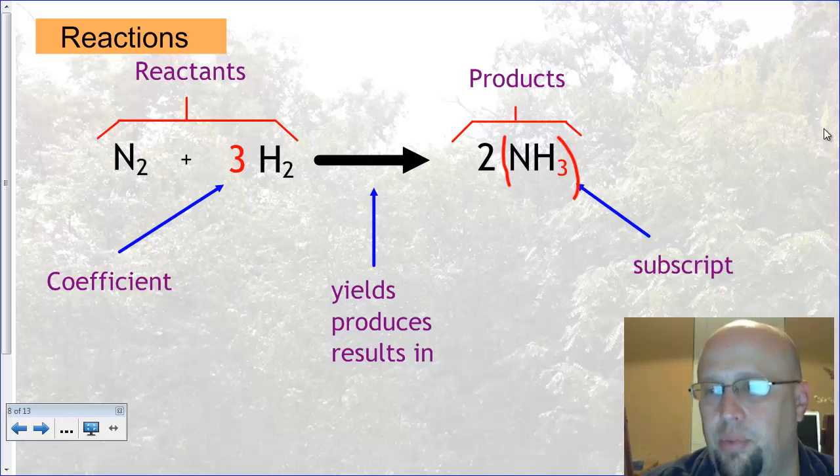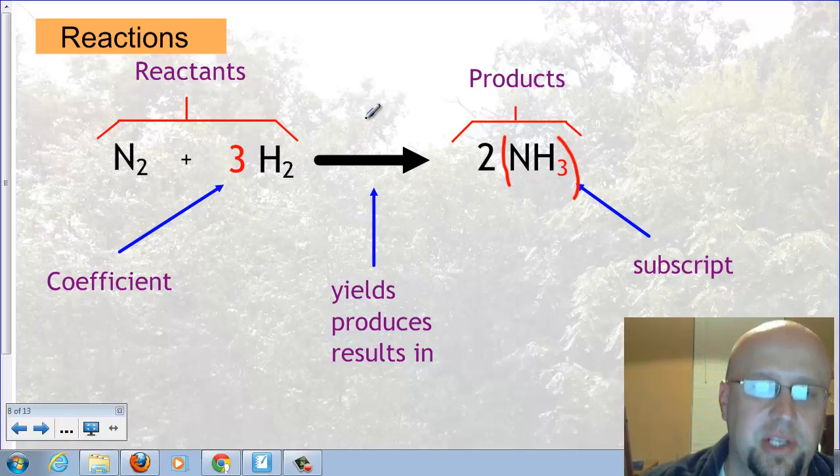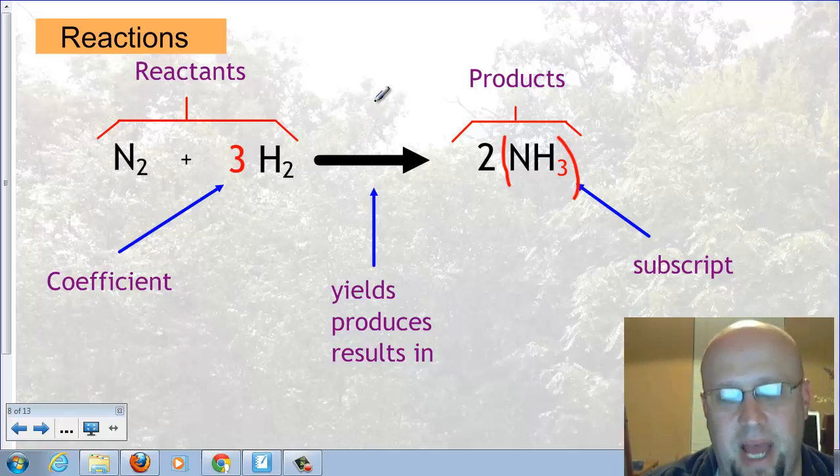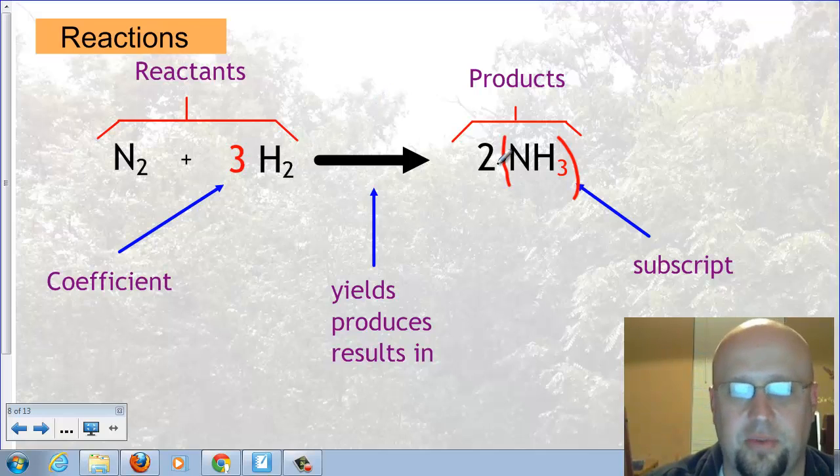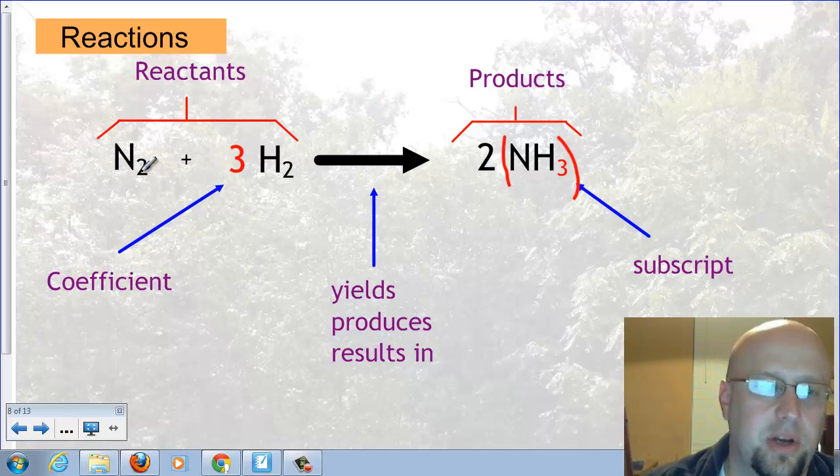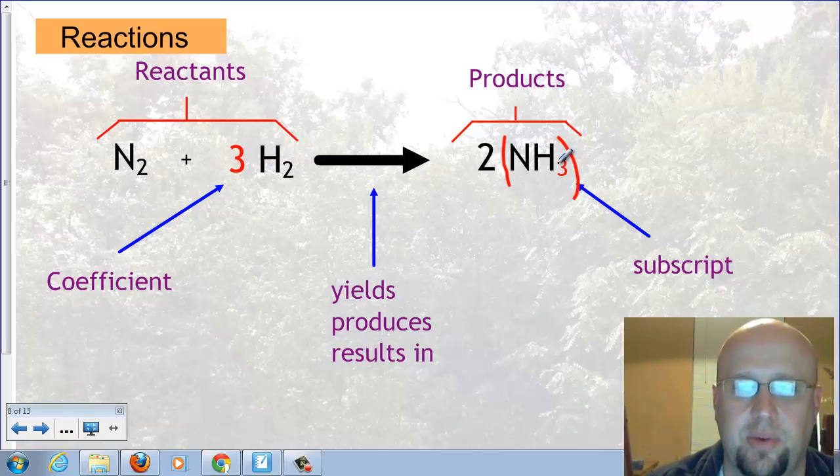Now, why is that important? Because every equation that we're going to work with needs to be balanced. And that's why you see the 3 here and the 2 here, because we could just write this as N2 plus H2 equals NH3. That would be an okay equation, but it wouldn't be good for any sort of math. It has to be balanced to get the math out.